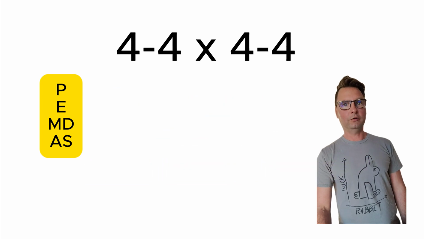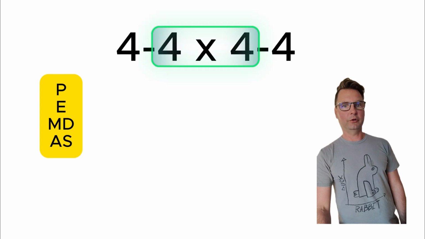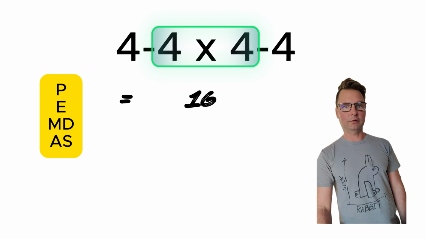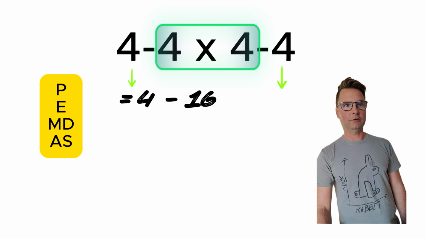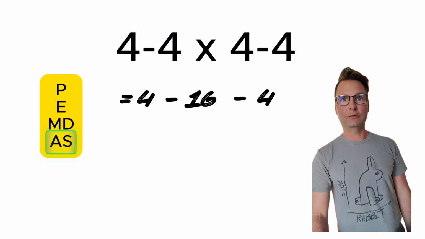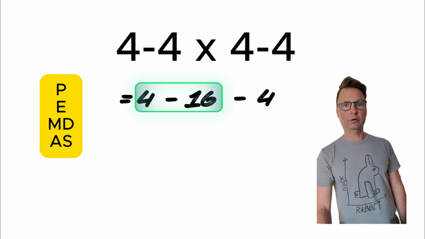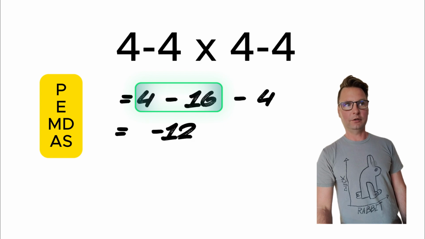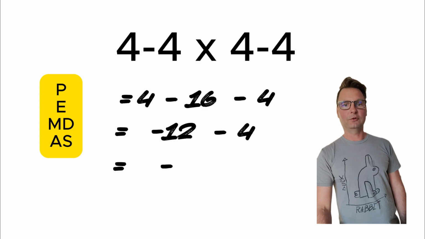What we want to do is handle the multiplication first. So we really have 4 times 4 equals 16. Bring it down and we get 4 minus 16 minus 4. Now we do addition and subtraction from left to right. So we got 4 minus 16 equals negative 12. Bring down the negative 4. And we have negative 12 minus 4 equals negative 16.